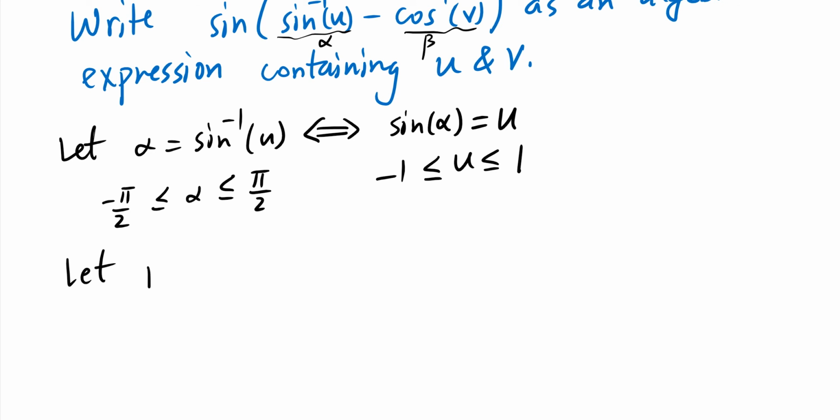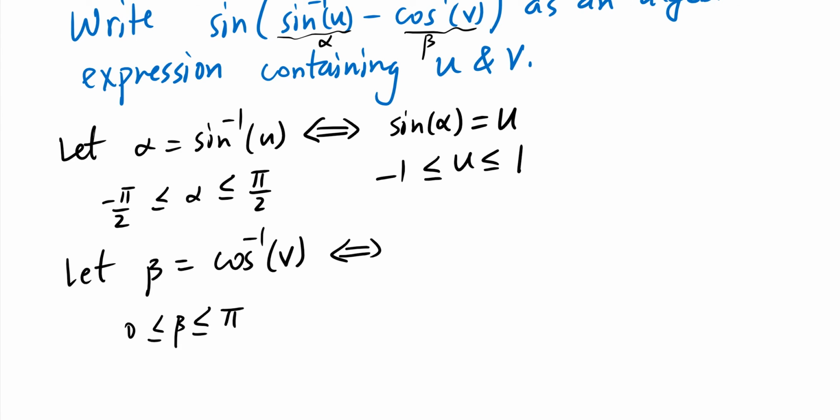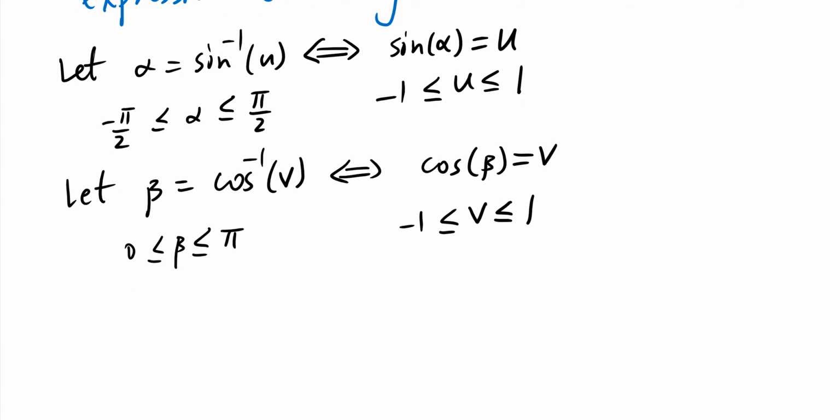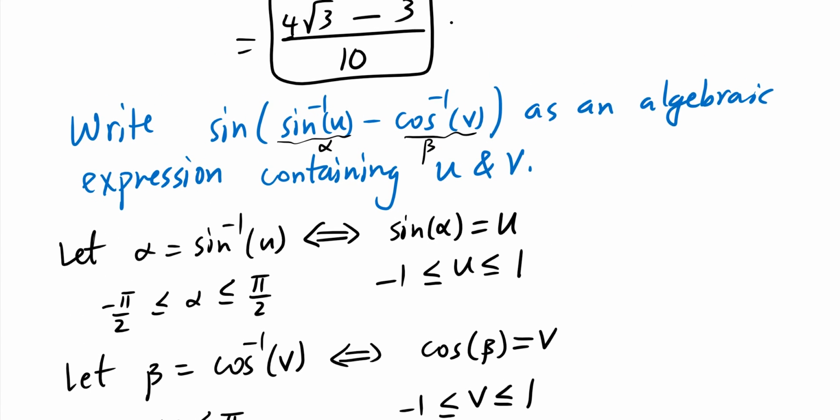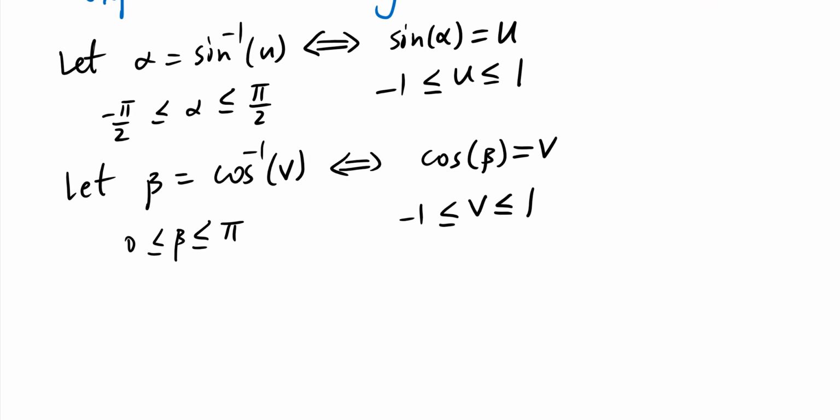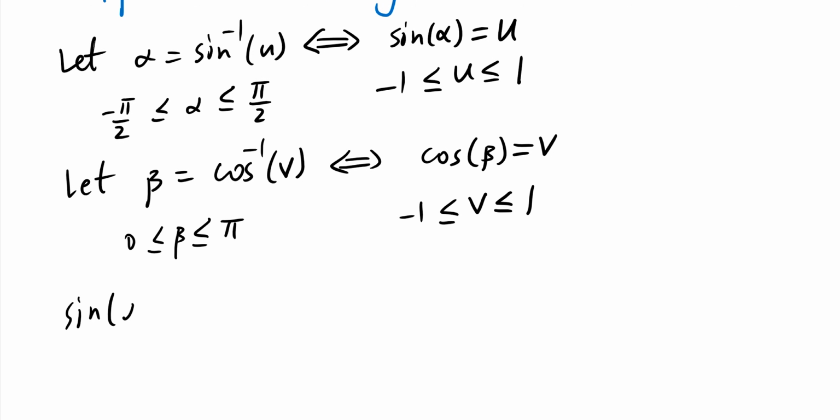Also, let beta equal the cosine inverse of v. So here beta is from 0 to pi. And this is equivalent to saying cosine beta is v. Notice also v is between negative 1 and 1. So if you're asked to put conditions on u and v, that's what u and v are. Now what we need to simplify or rewrite is sine of alpha minus beta. So I need to find sine of alpha minus beta.